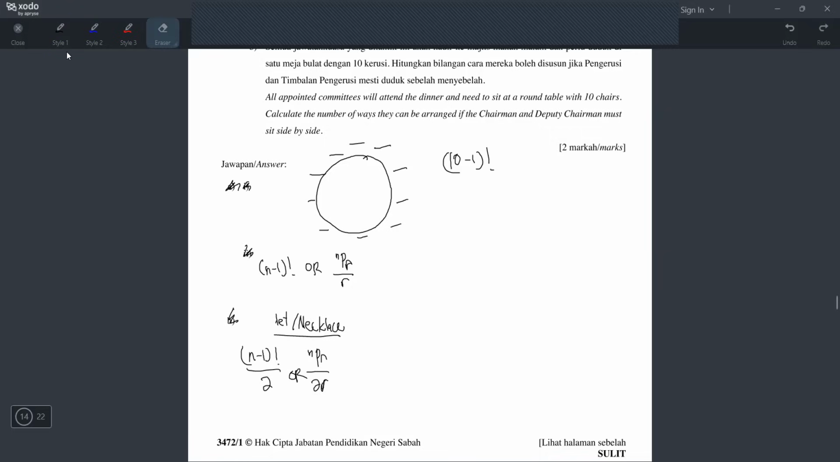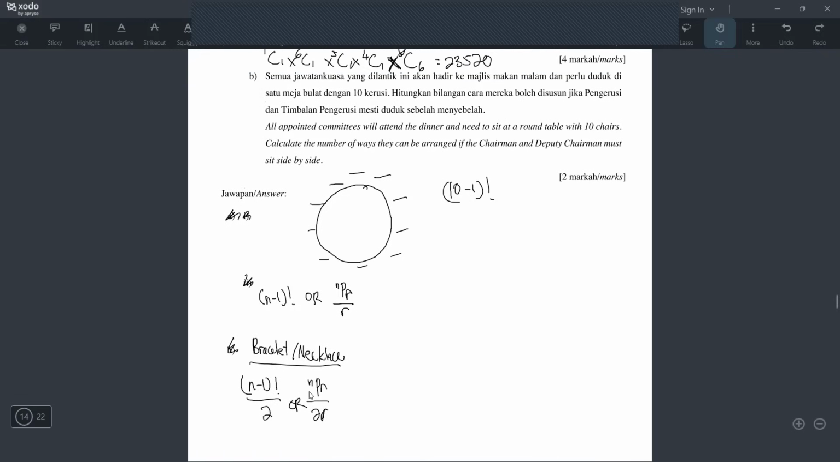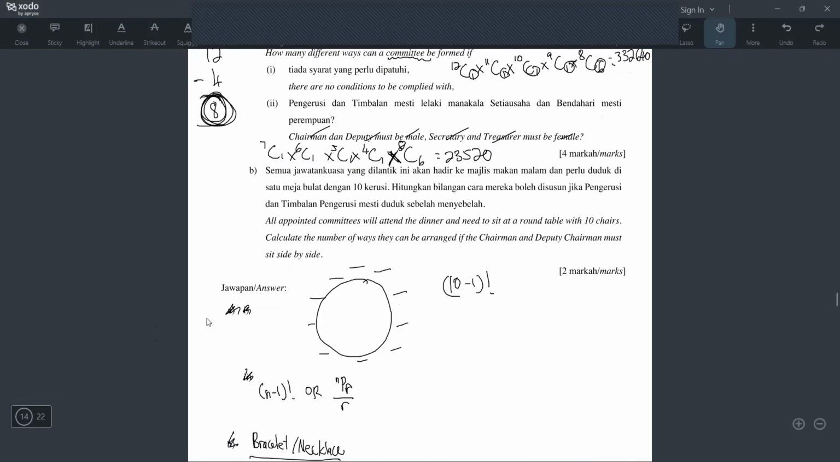So this one I'll just erase it. Okay, I won't erase it, I'll just leave it like this. But this question definitely we won't be using this, right? So we will be using this formula, because it's circular, right? Okay, so let's see what they want.